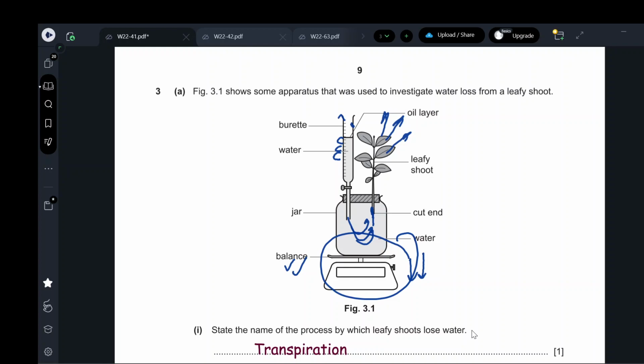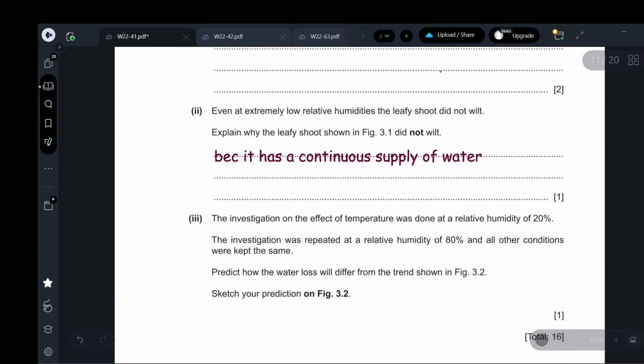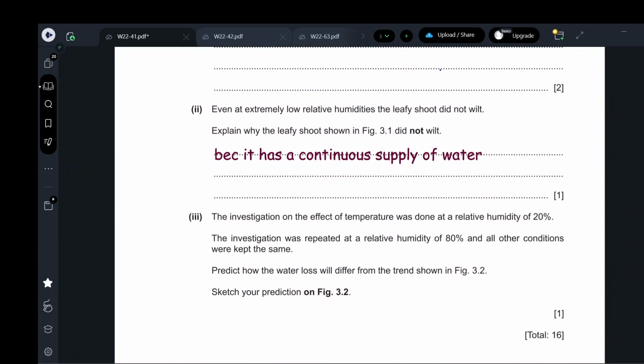Here it did not wilt because it has a continuous supply of water from the burette and the beaker, not like in nature, because it has a continuous supply of water.